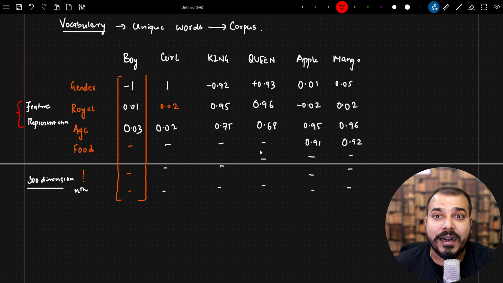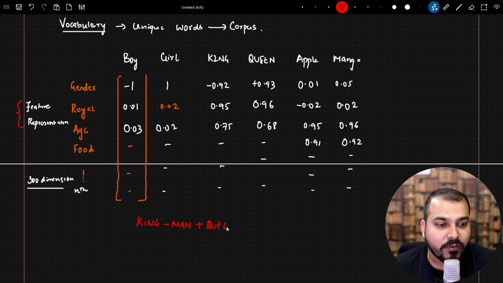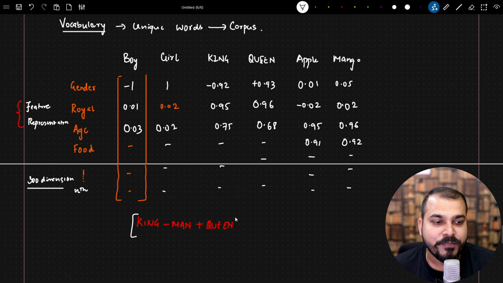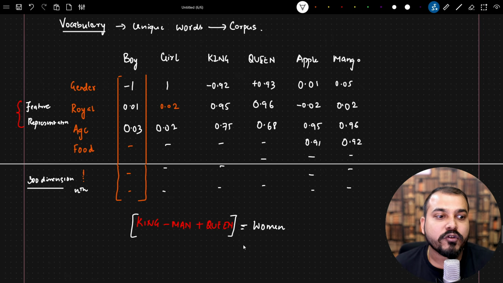Now there are a lot of advantages with respect to this. Why I'm saying this? Because suppose if I do a calculation like king minus man plus queen. If I do this calculation, and this is a famous calculation which is also written in the Google research paper, the output that I'm going to get is something called woman. Okay. I will definitely get woman.